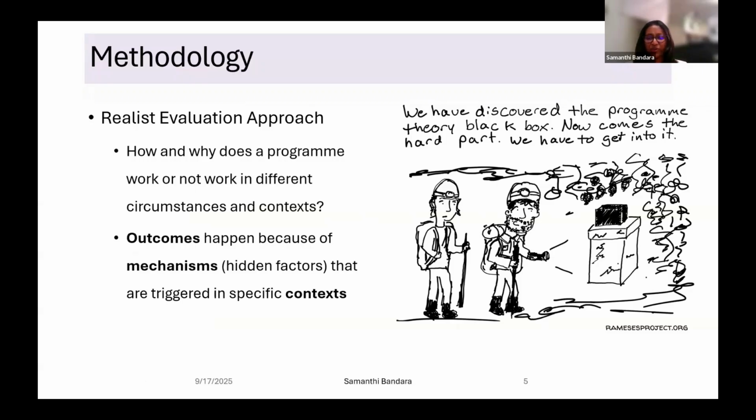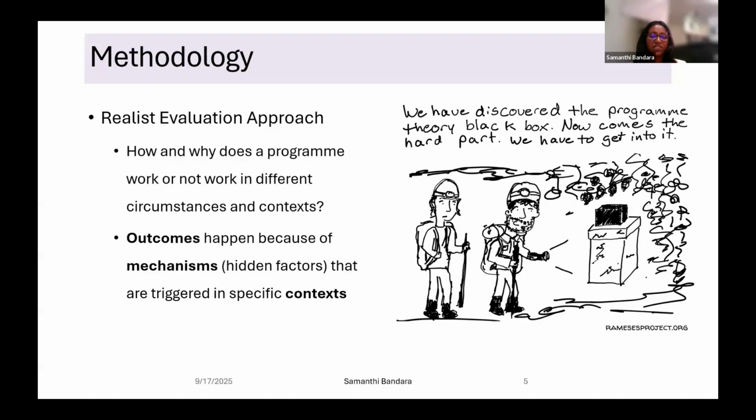So you may have heard about this black box metaphor. Realist evaluation basically asks how and why a program works or does not work in different circumstances and contexts. So using this black box metaphor in realist evaluation means not seeing just whether a program works or not, but uncovering the black box to see how and why a program produces outcomes. It could be intended or unintended.